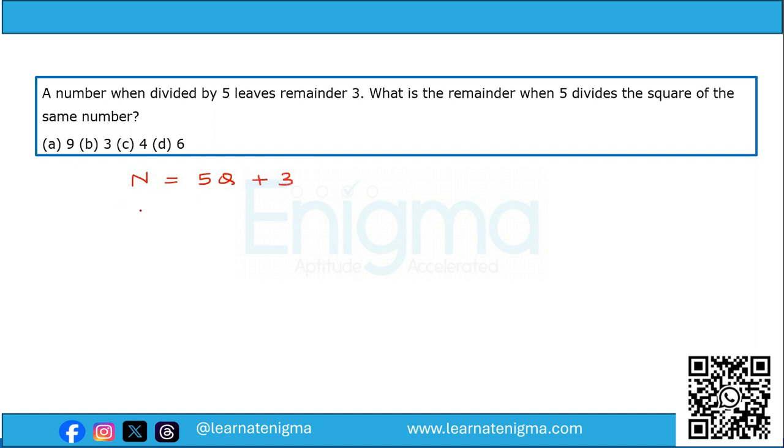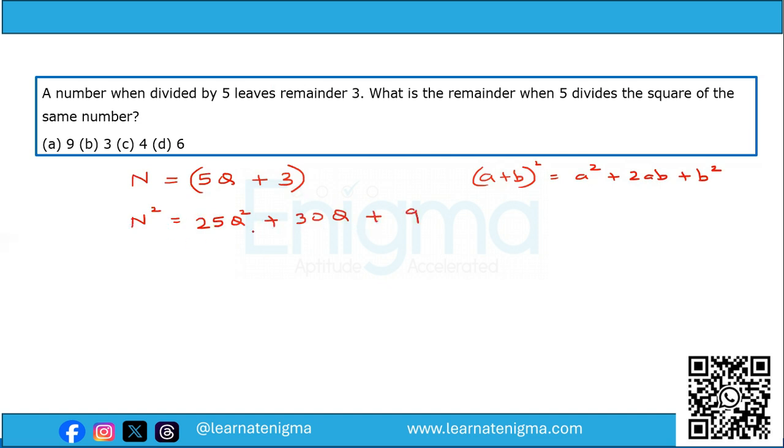Now if we square the number, then this will get squared as well, and we can apply the formula of a plus b whole square. A plus b whole square becomes a square plus 2ab plus b square. So a square, that is 25q square plus 2ab. So that becomes 30q plus 3 square, that is 9.